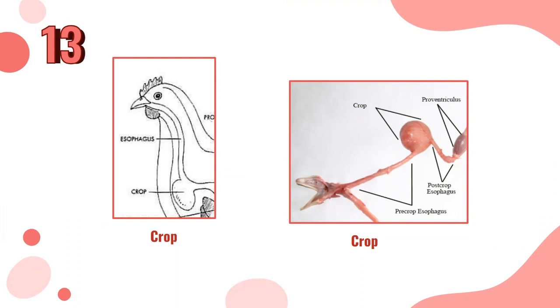The crop. It is a small pouch connected to the lower esophagus that is used as a temporary storage site for feed. A study tip to remember the placing of the crop is the ABC: C for crop, and it's the third letter, which means it's the third structure of the digestive system from the mouth to the esophagus to the crop.